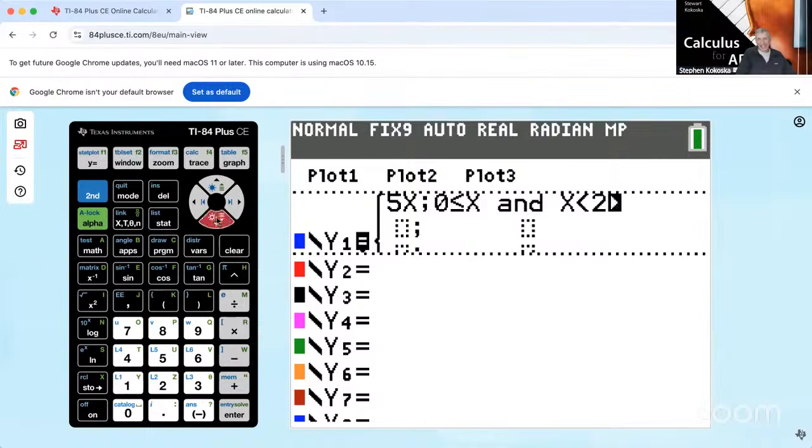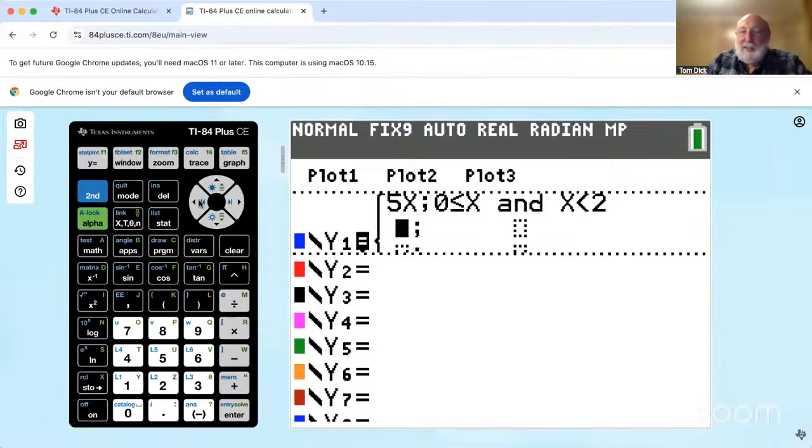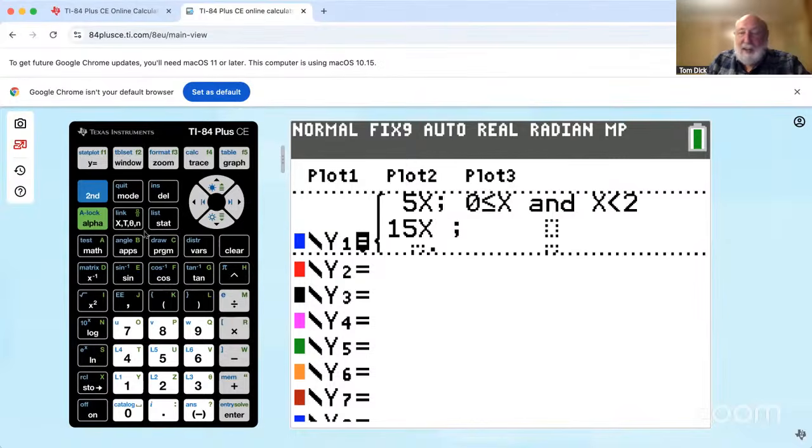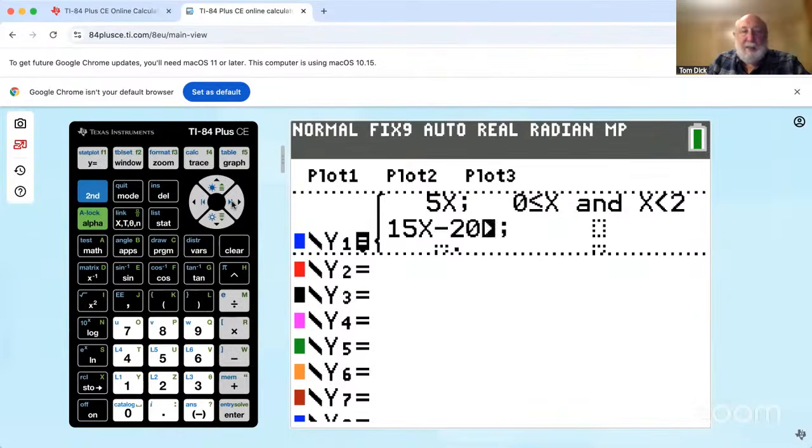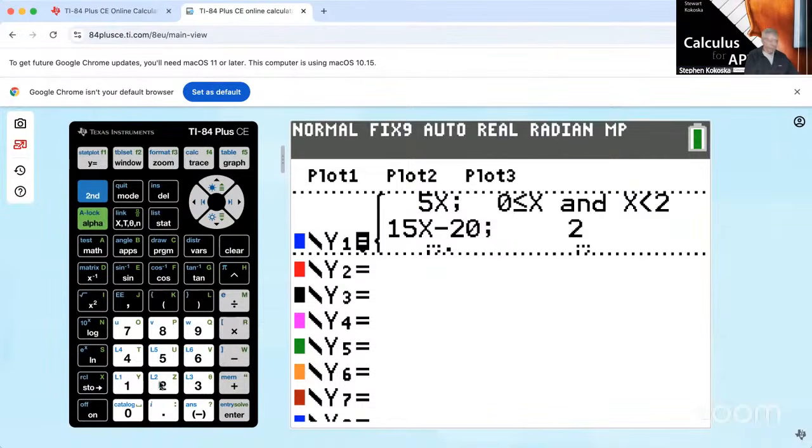Okay. And the next piece, let's see. I'll write it just a slightly different way. For each of these pieces, all I did was look at the graph that was given to me and get 2 points on that piece and figure out the line that goes through that. I came up with 15x minus 20 for this piece. That might be a slightly different form than what Steve came up with, but I think it's equivalent. And then we'll do from 2.